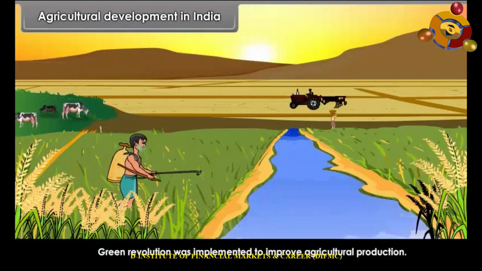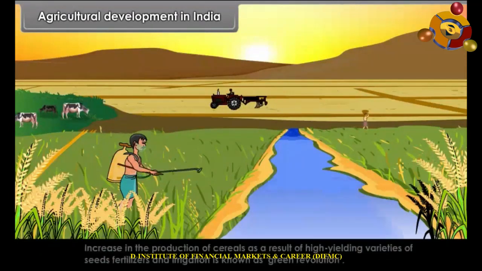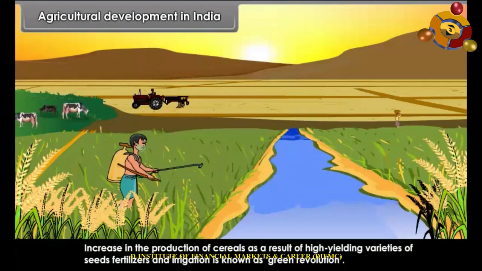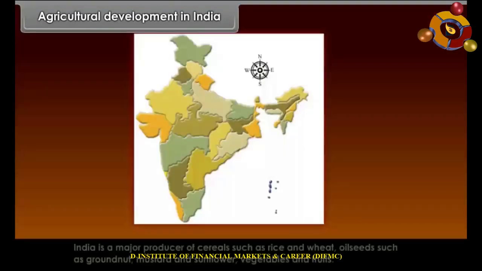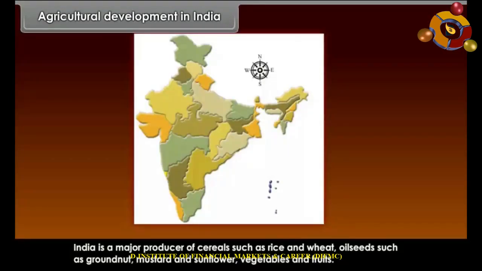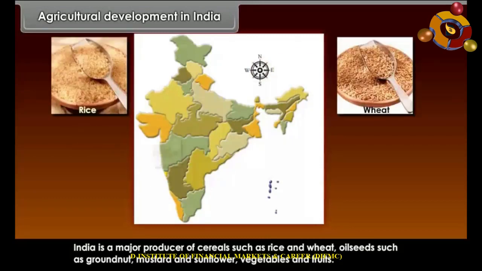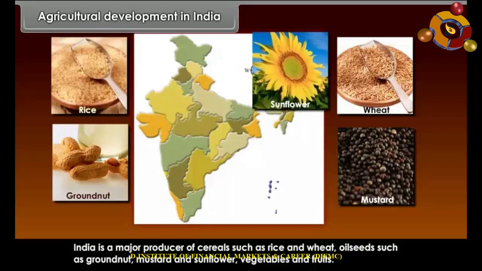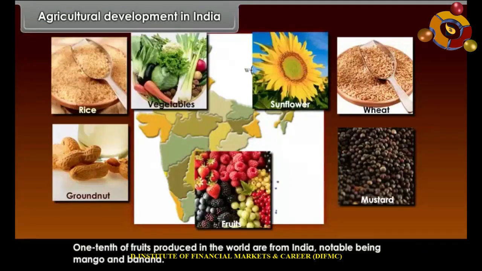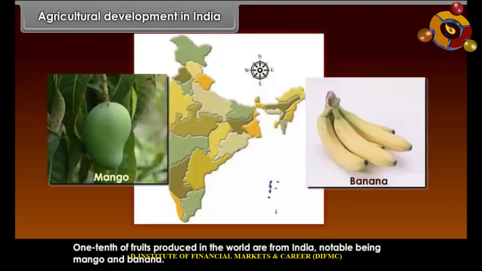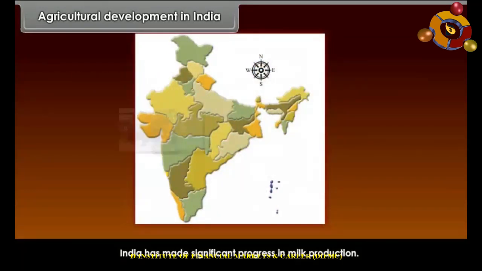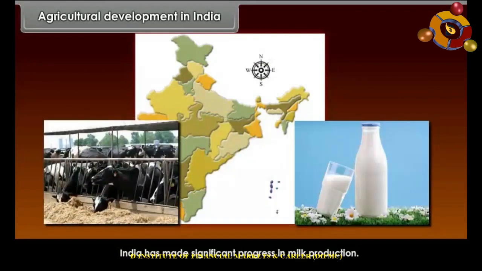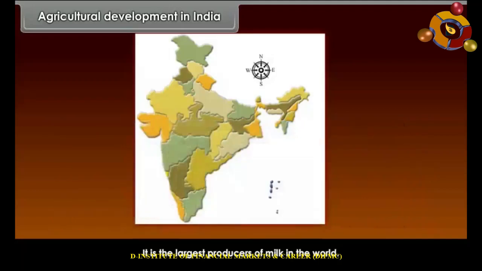Green Revolution was implemented to improve agricultural production. Increase in the production of cereals as a result of high-yielding varieties of seeds, fertilizers and irrigation is known as Green Revolution. India is a major producer of cereals such as rice and wheat, oilseeds such as groundnut, mustard and sunflower, vegetables and fruits. 1/10 of fruits produced in the world are from India, notable being mango and banana. India has made significant progress in milk production. It is the largest producer of milk in the world.